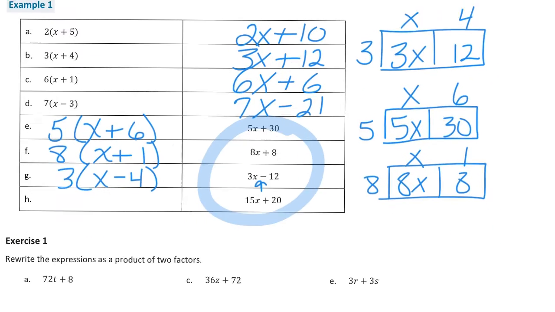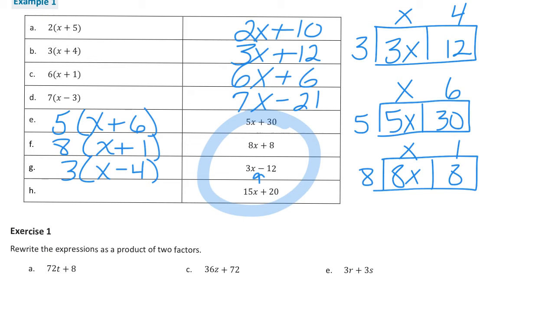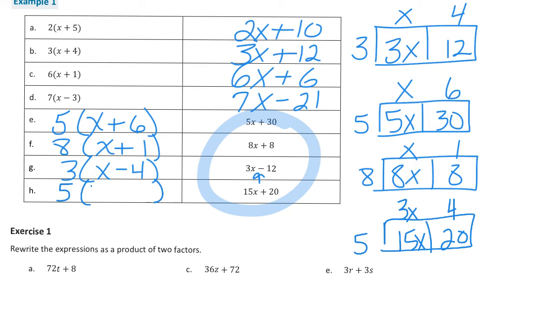And then for the next one here, 15x and 20. So I think to myself, 5 goes into both of those. 5 times 3x would give me 15x, and 5 times 4 would give me 20. 5 outside the parentheses, and then not 15x, let me fix that, 3x plus 4.